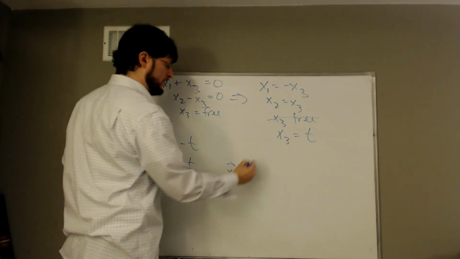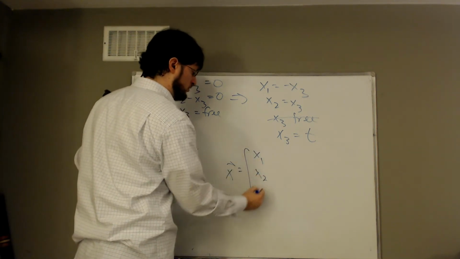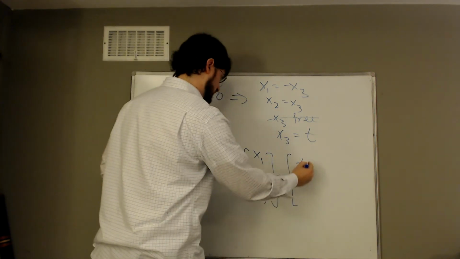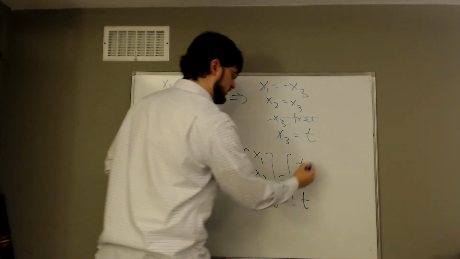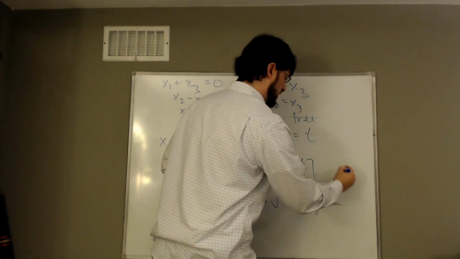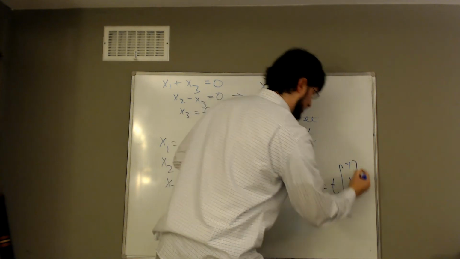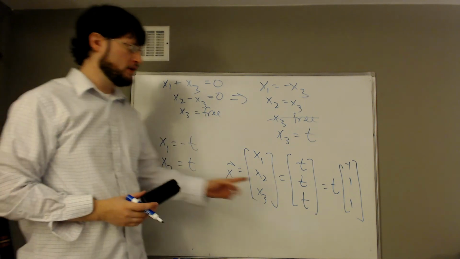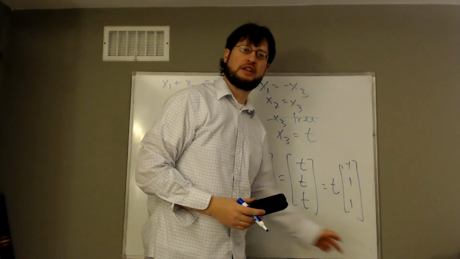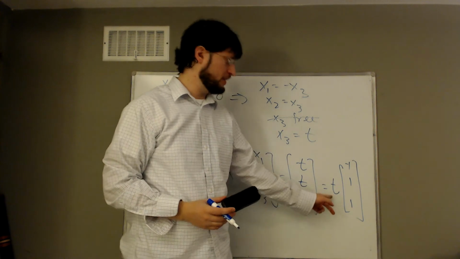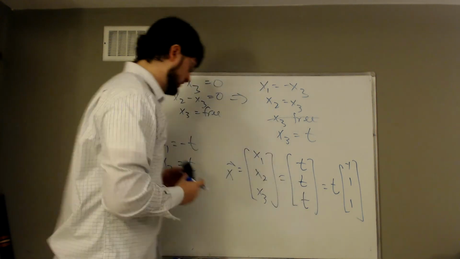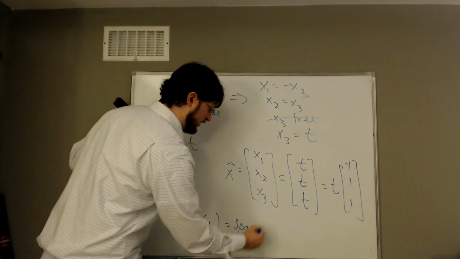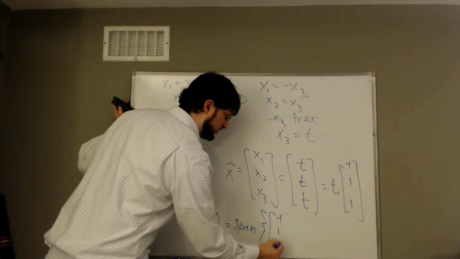So the vector x that we started with, x1, x2, x3, is negative t, t, t, which is t times the vector negative 1, 1, 1. So the null space of that matrix A that we started with is all vectors that look like this one. Well, this is exactly the span of this vector. So null A is the span of just this one vector.